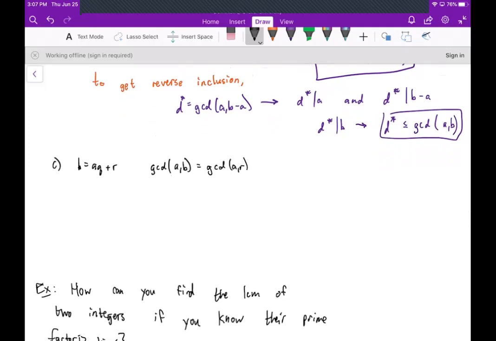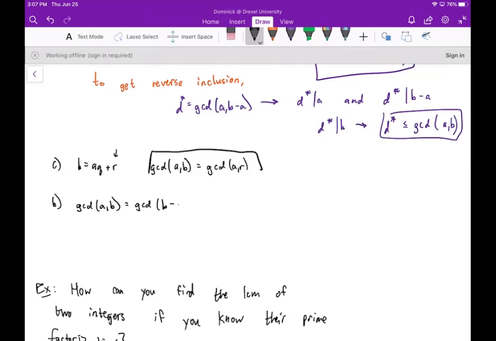So part C basically says that R is the remainder of when we divide B divided by A, okay? Now we want to prove that the GCD of A and B is the same as the GCD of A and R. Now, again, remember that we proved B, which is that the GCD of A and B is equal to the GCD of A and B minus A, right?